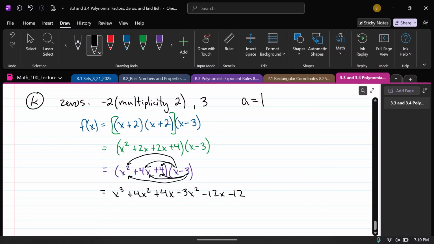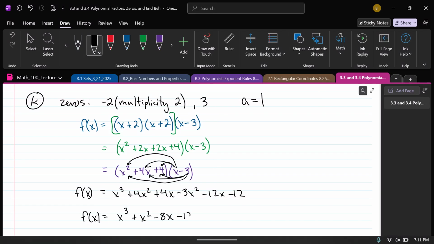Now all I got to do is put my like terms together. So I got x cubed. I've got a 1x squared. I got a negative 8x. And then I've got negative 12x and negative 12.